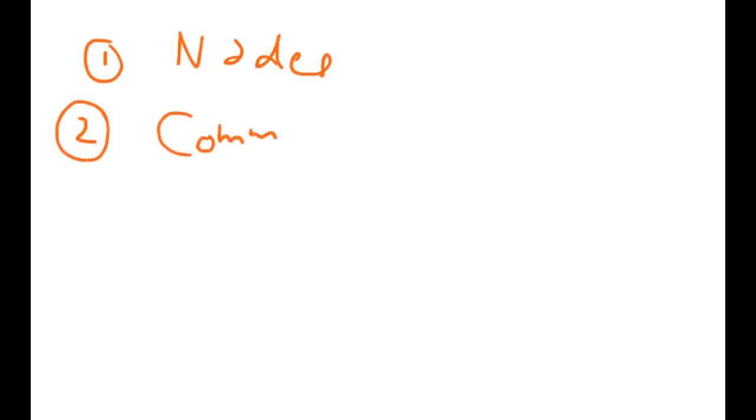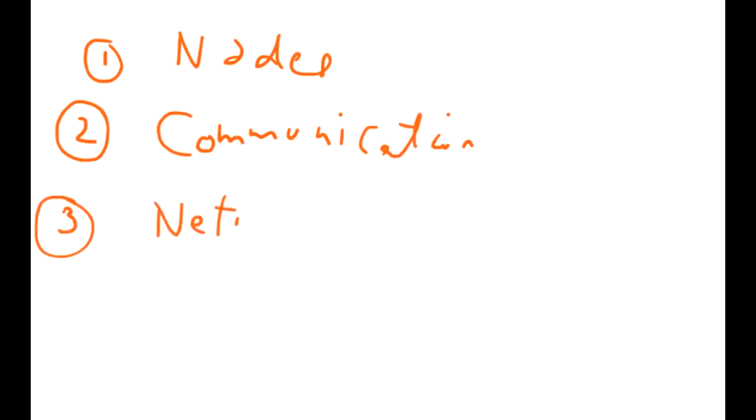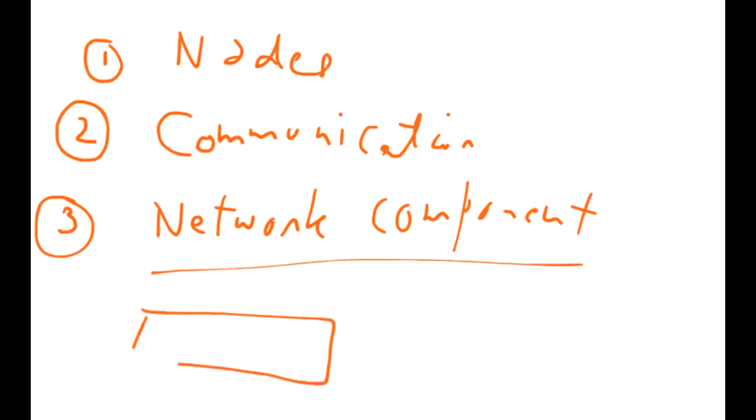So friends, we have discussed it. There are three parts of computer networks: nodes, our PCs, laptops, etc.; communication medium, wires, Wi-Fi, fiber optics; and network components, routers, switches, etc. And in this case, we have discussed the triple play router. It has a built-in modem, a built-in switch, a built-in Wi-Fi modem, wireless modem, and all the stuff.